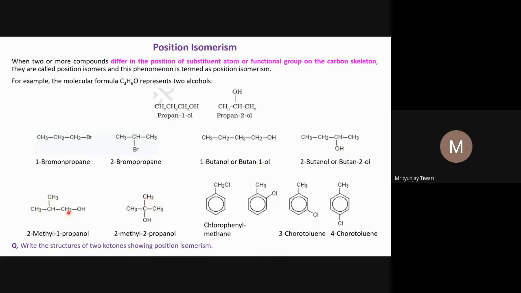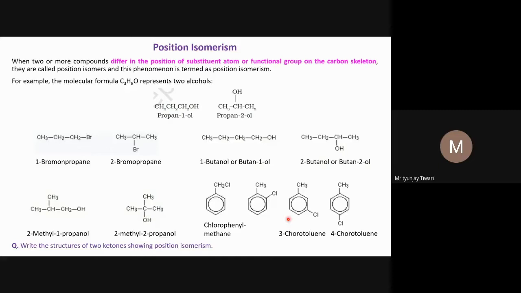However, if you look at the numbering, it will be started from here, 1, 2, 3. The OH group is at the first position. In this case, 1, 2, 3, the OH group is at the second position. So this compound is 2-methyl-1-propanol, and this is 2-methyl-2-propanol, or 2-methylpropan-1-ol and 2-methylpropan-2-ol.